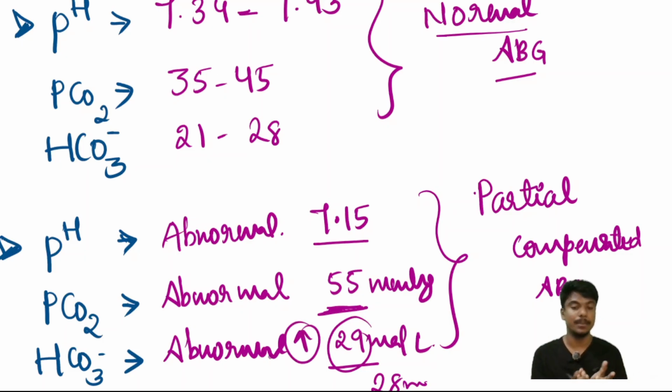Means this one also is trying to compensate. The kidney is trying to compensate, but it is not fully compensated. It is not able to take the ABG pH to normal levels. That's why I'm calling this one a partially compensated ABG.